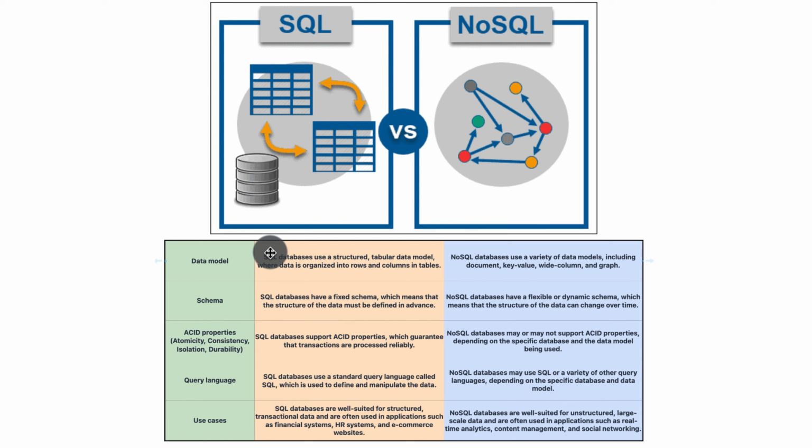And the last one is the use cases. SQL databases are well suited for structured, transactional data and are often used in applications such as financial systems, HR, and e-commerce websites. NoSQL databases are well suited for unstructured, large-scale data and are often used in applications such as real-time analytics, content management, and social networking. So these are the key differences between SQL and NoSQL databases.